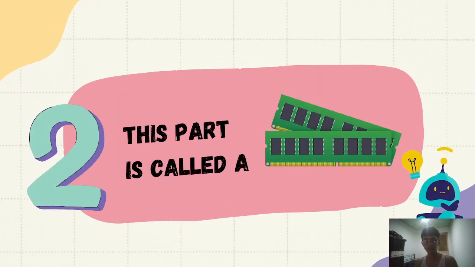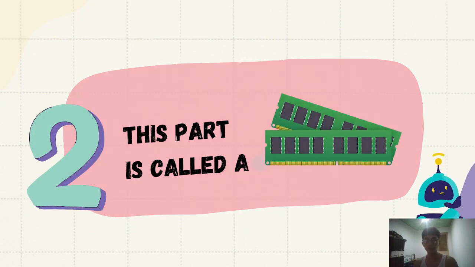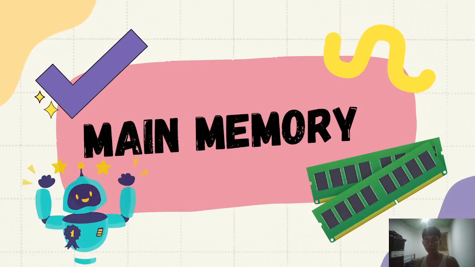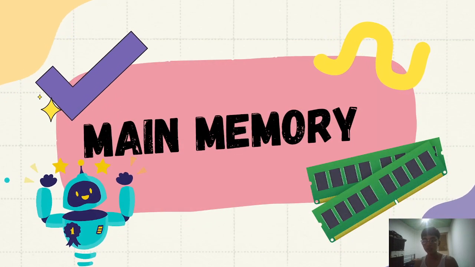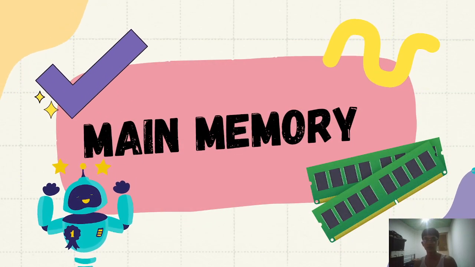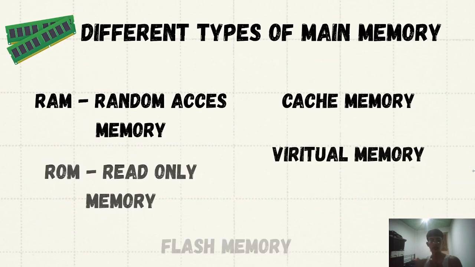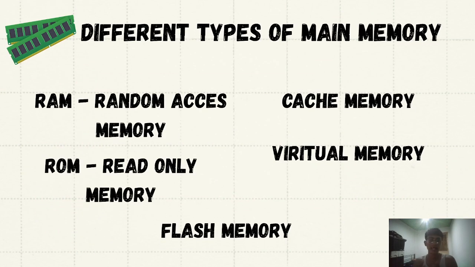So what do you think this part is called? This is the main memory. So what is a main memory? A main memory is where the CPU stores data and instructions temporarily while working.